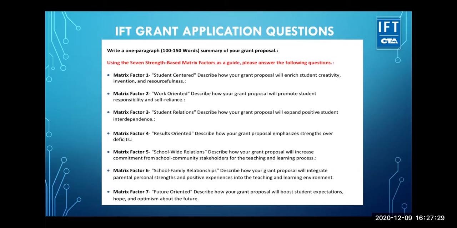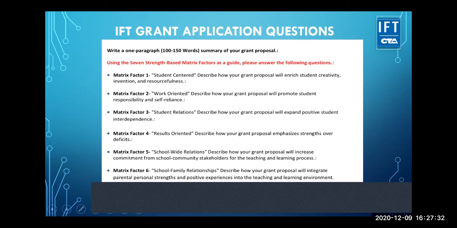Now, the next piece is using the 7 strength-based matrix factors. This is what you're going to answer. These 7 questions that you see here, this is going to be the key. Each one, again, is worth 3 points. The first one, matrix factor 1, student-centered, is pretty simple. We haven't had too many people have issues with that, because we're all about our students and how we can actually help, what can we do to really engage them? How is your grant proposal going to enrich student creativity, invention, and resourcefulness?